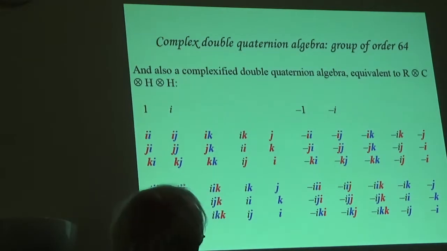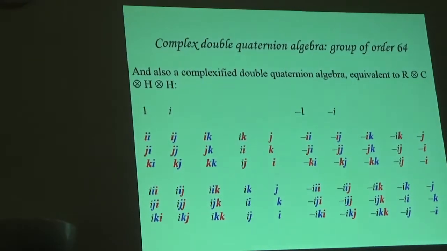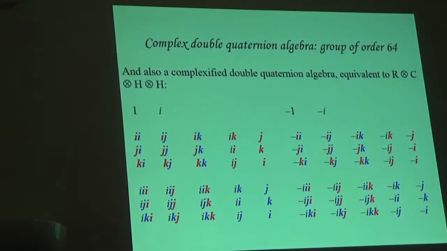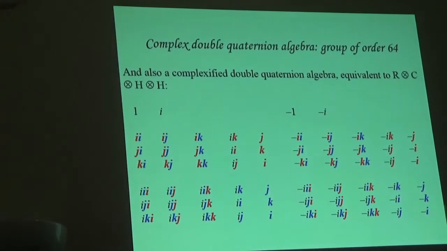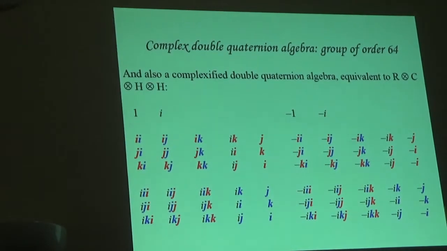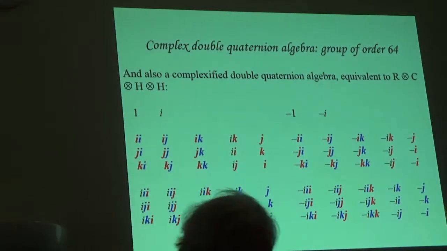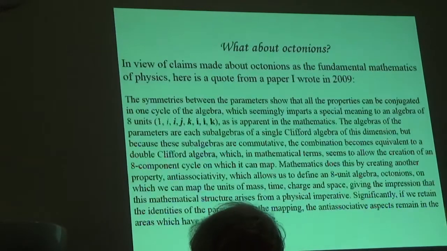I can also use double quaternions if they're complexified. So this is the RCHH algebra, complexified double quaternions. So I've got at least 3 representations there, many others as well.